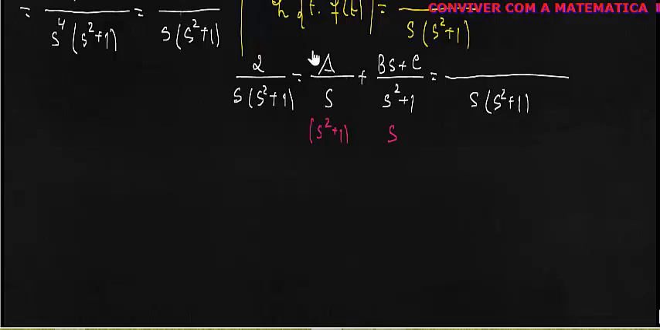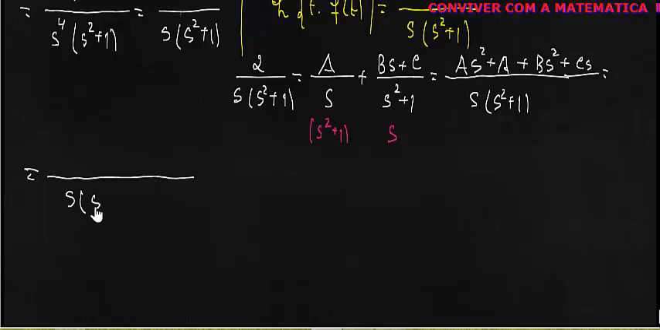And at the numerator I will have a times s squared plus a, plus b times s squared, plus c times s. Now let's organize the polynomial at the numerator. So at the numerator I will get a plus b times s squared, plus c times s plus a.